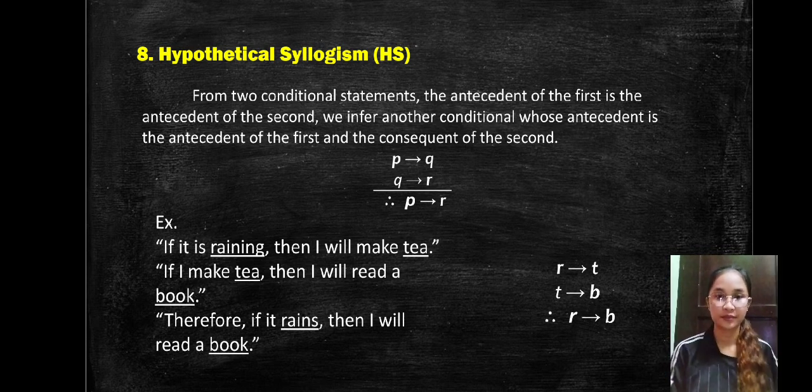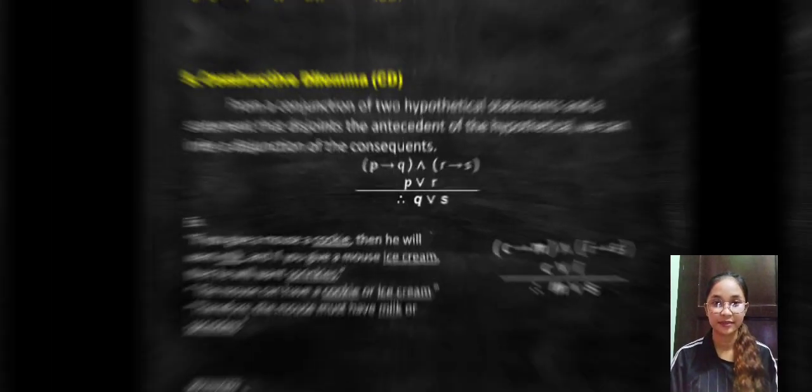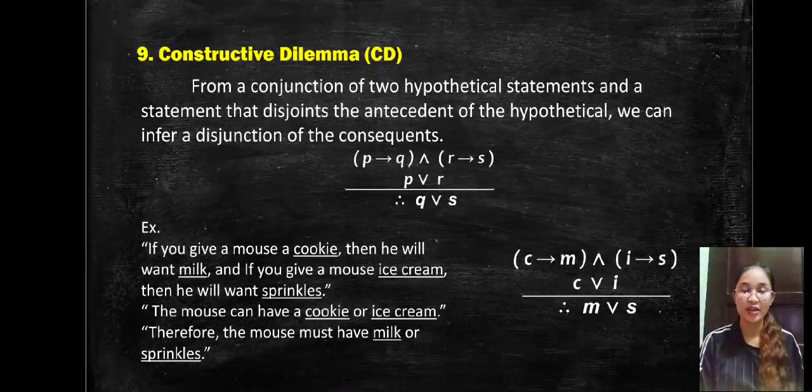Like for example, if it is raining, then I will make tea. If I make tea, then I will read a book. Therefore, if it rains, then I will read a book. So let R be if it's raining, and let T be if I will make tea, and B be I will read a book. So magiging R then T, T then B. Therefore, R then B.